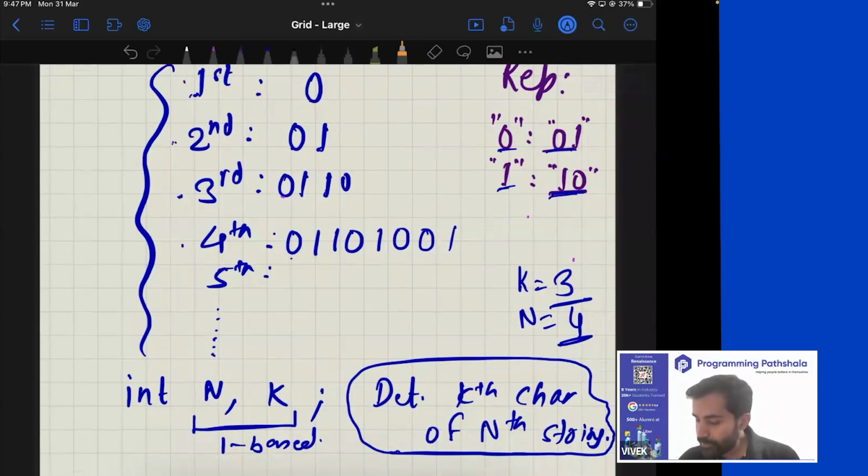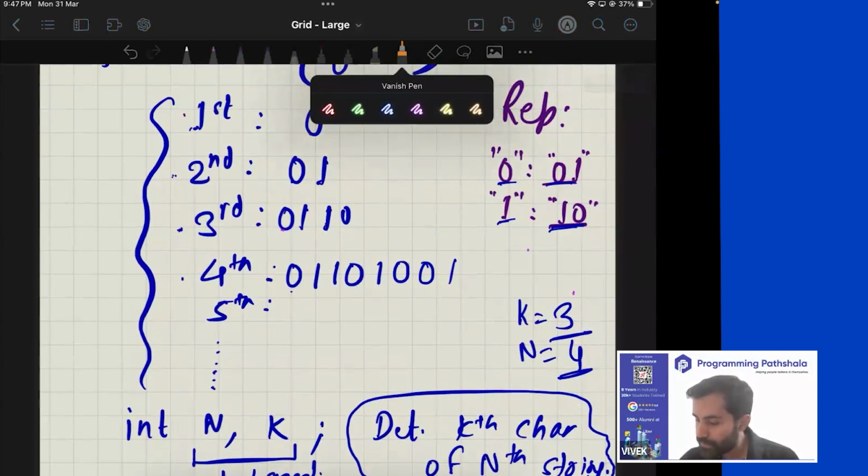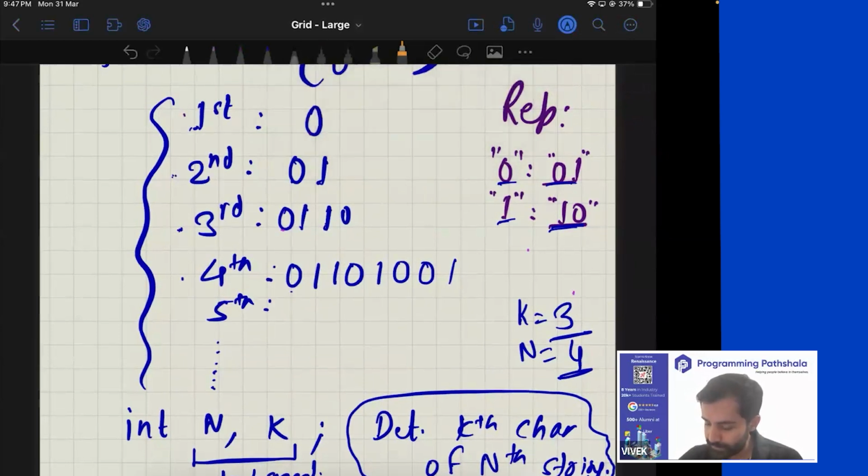So tell me, if you have to solve this question, what is the most brute force kind of idea that comes to your mind? The brute force, the naive approach, what is it? Yeah, that is the simplest thing that we can do. We can go ahead and generate the nth string and we can return its kth character. Job done. But what is the problem with this approach?